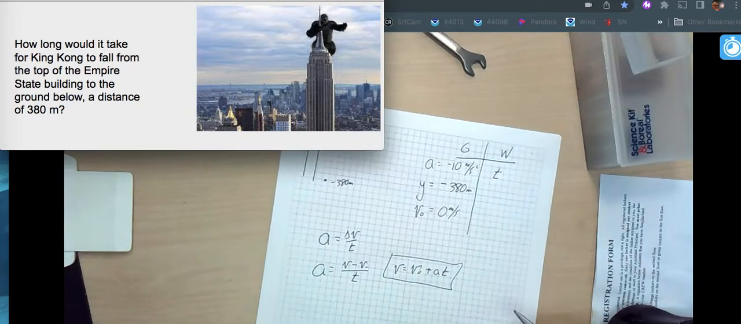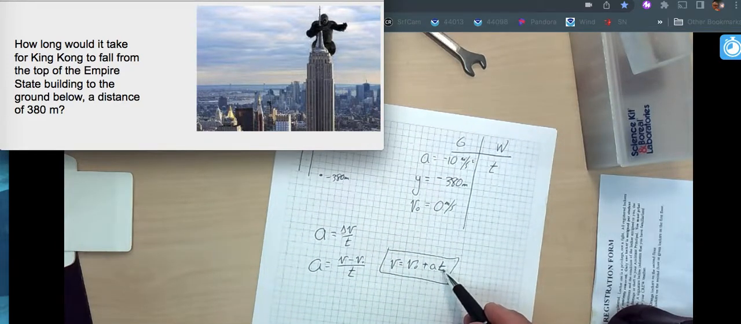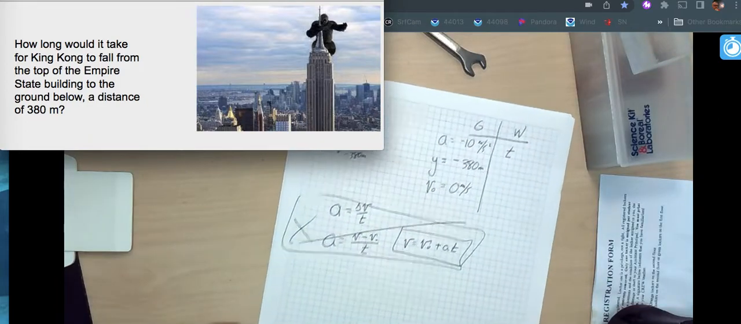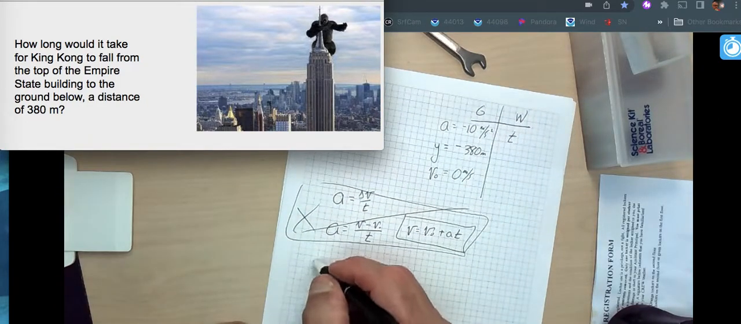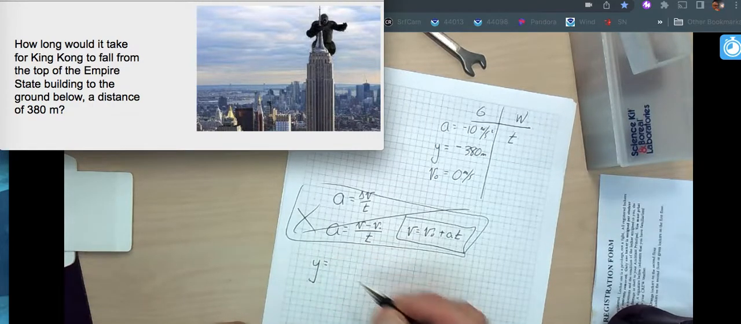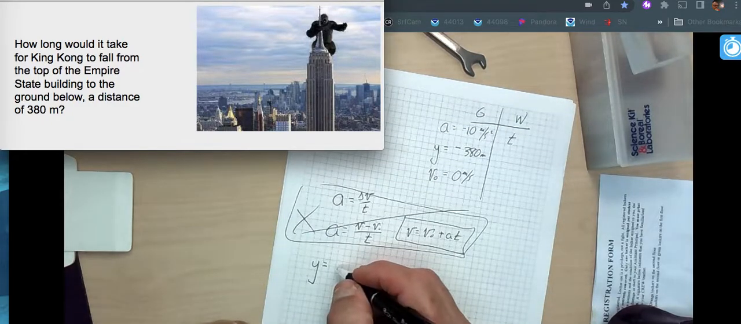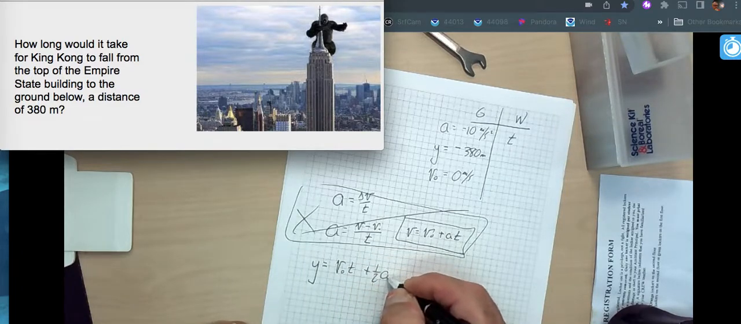Is that going to help us with how long? It's not, because while we have v naught as 0, we don't know his final velocity. So this one's not going to help us. That's no good. We go to the next equation, and it says x equals, I'm going to write y equals, since he's falling downward. If you just want to leave it as x, it doesn't matter. Just know that we're talking about vertical motion here. y = v initial t + 1/2 a t squared.